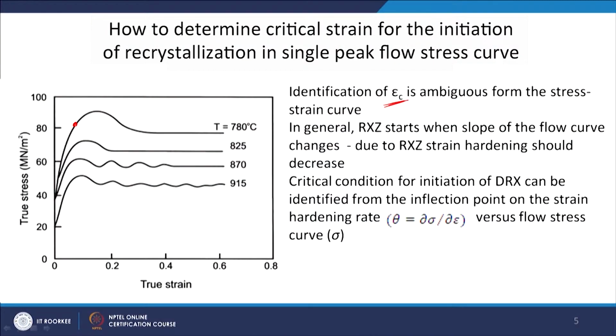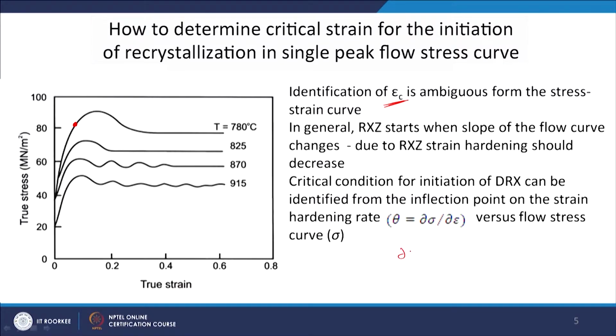So, when recrystallization happens, you have strain free grains, that means the strain hardening should decrease. So, the critical condition for initiation of DRX can be identified from the inflection point on the strain hardening rate. If I see a sharp change in my strain hardening rate, and how am I defining the strain hardening rate? I am defining it by the slope of this particular curve.